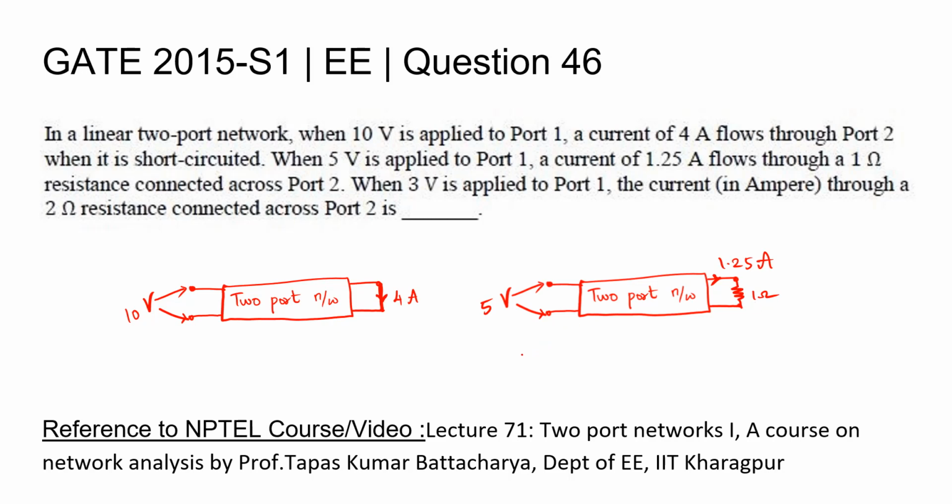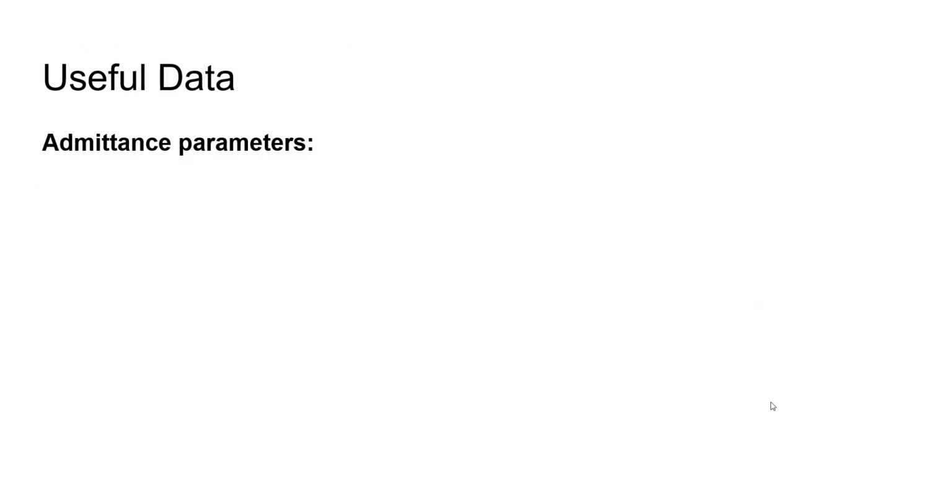What is asked is, in a similar fashion, when we apply 3 volt to the input port and we have a 2 ohm resistor at the output port, then what is the current flowing into the port 2? Let's have a look at the admittance parameters and solve this problem. Admittance is the reciprocal of impedance.